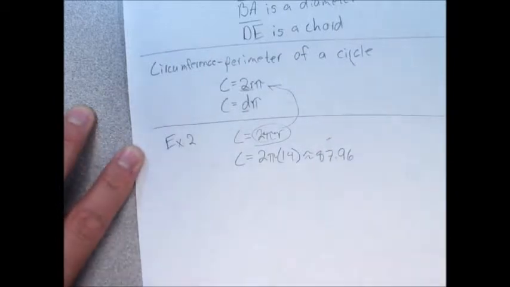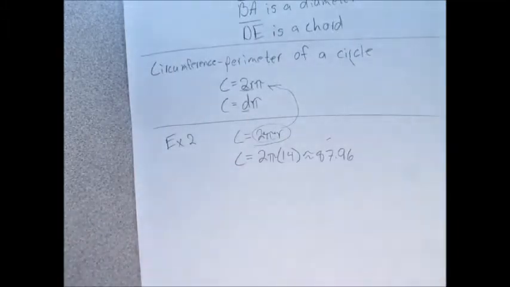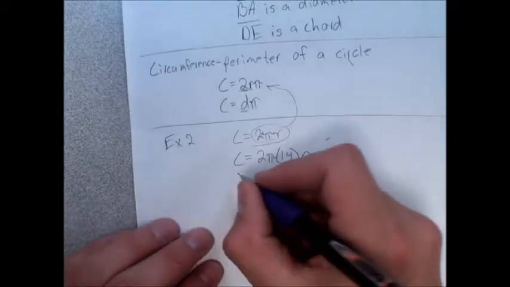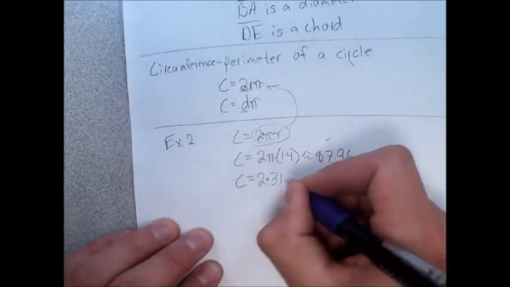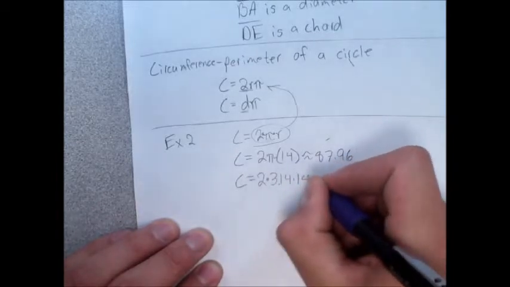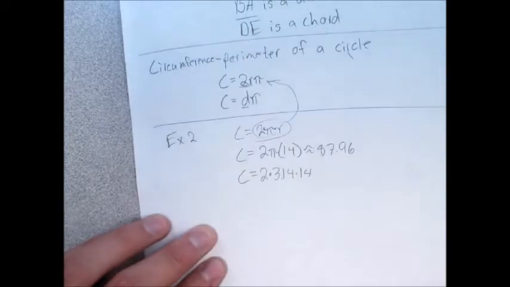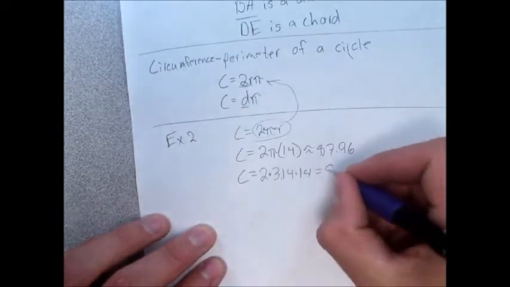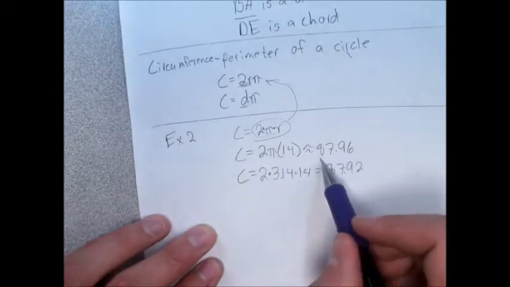Now I told you to use pi this time around, but in that problem it says use 3.14. I want to show you what the difference in your answer would be. So if I use 3.14 for pi, it'd be 2 multiplied by 3.14 multiplied by 14. So I'm going to type that in my handy-dandy calculator. Okay, so somebody already did it. We get 87.92. And look at the difference in those answers.